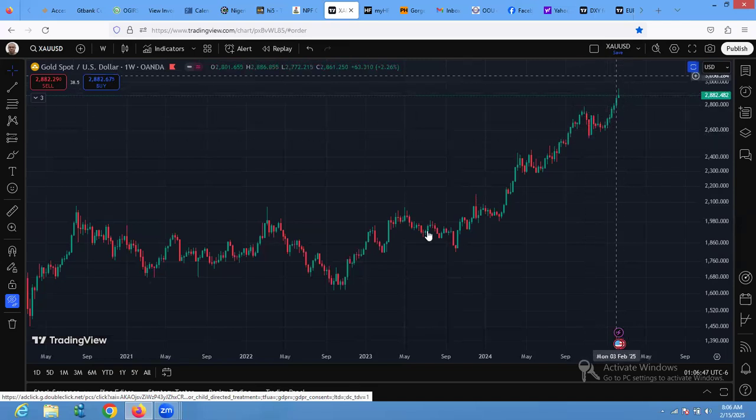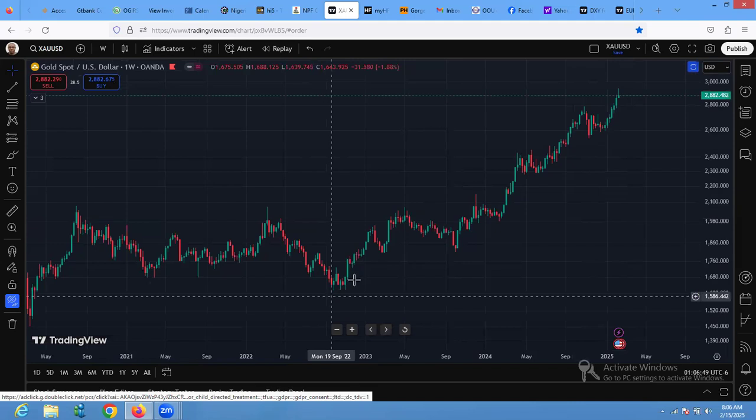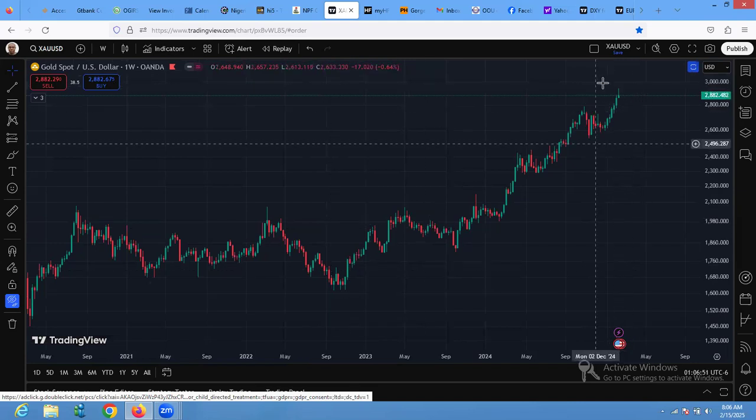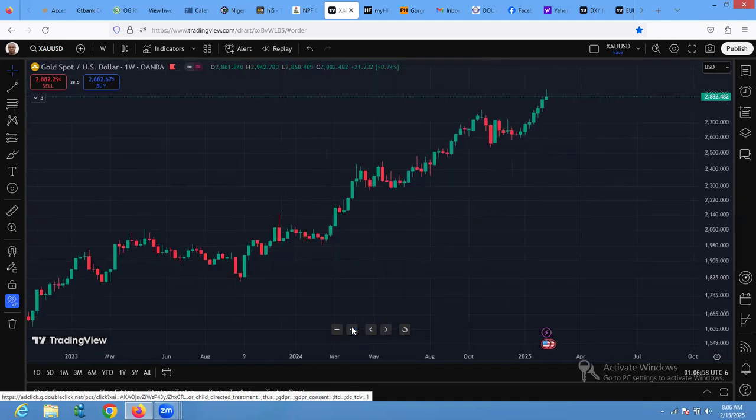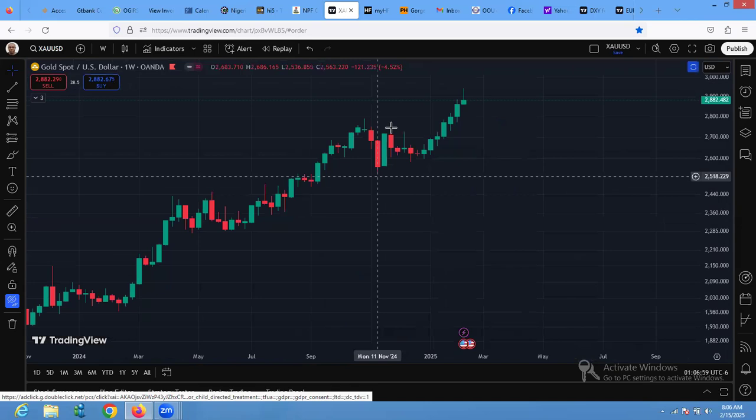Focus on this. Don't focus on what has happened from here. Just focus on this immediate move. So let me zoom in. We are focusing here.